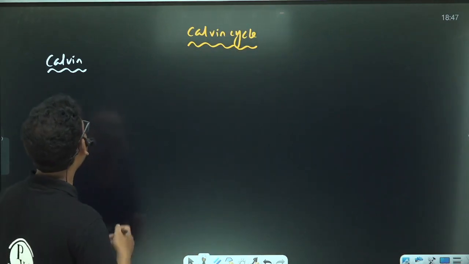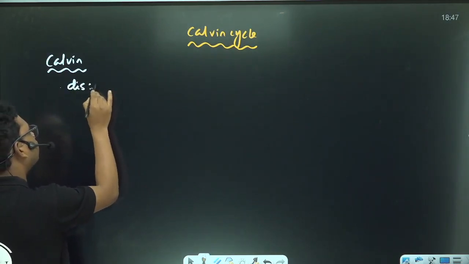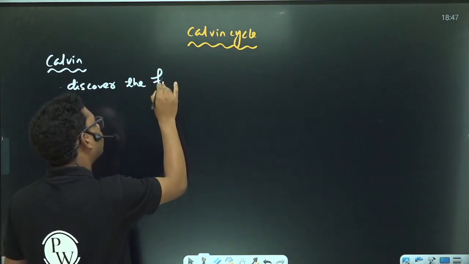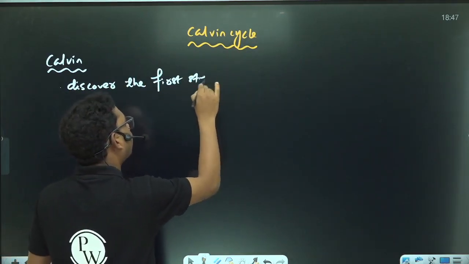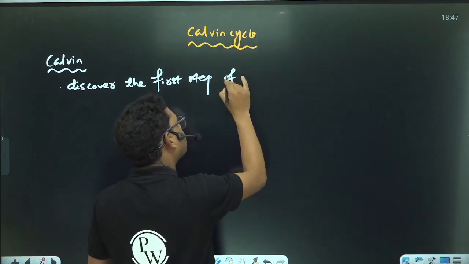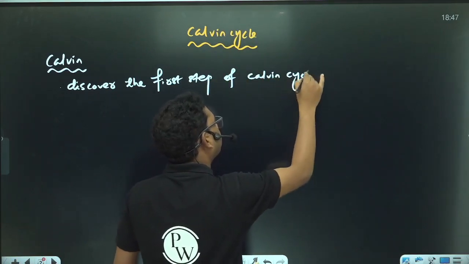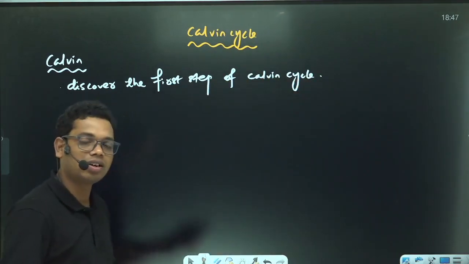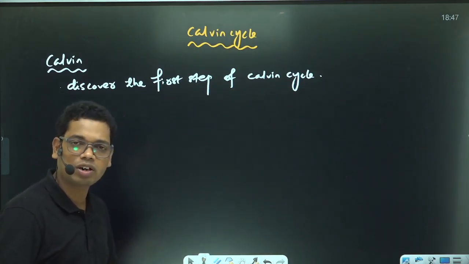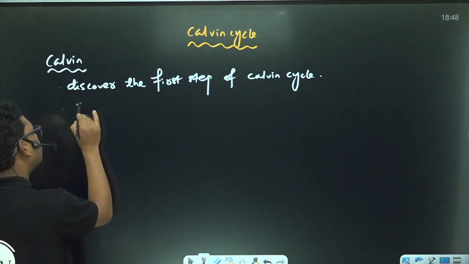So he was the first person to discover the first step of Calvin cycle. And in his study, he used one organism. Which organism did he use? He used algae. Let me write here the specimen.